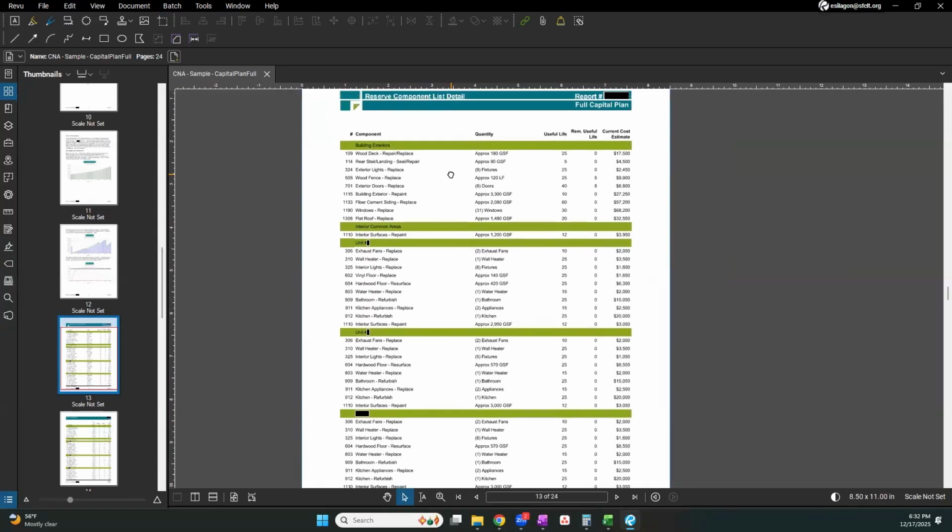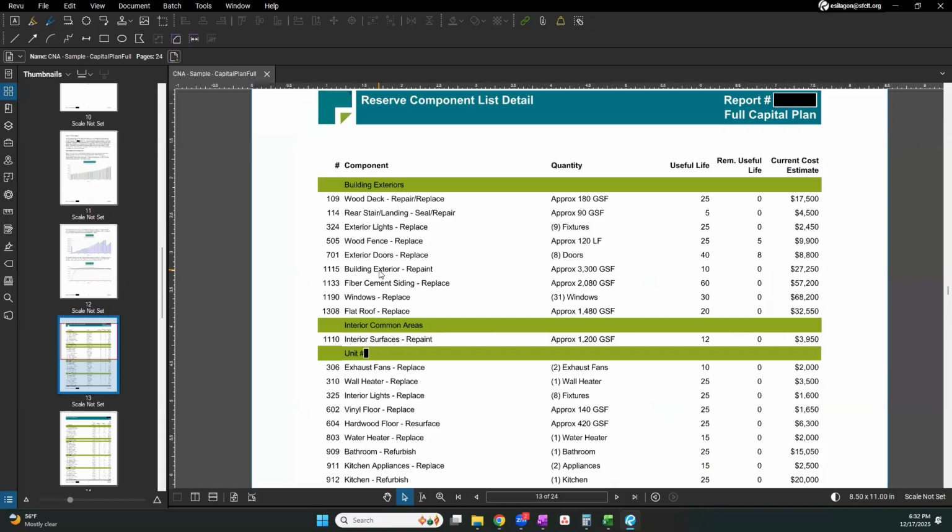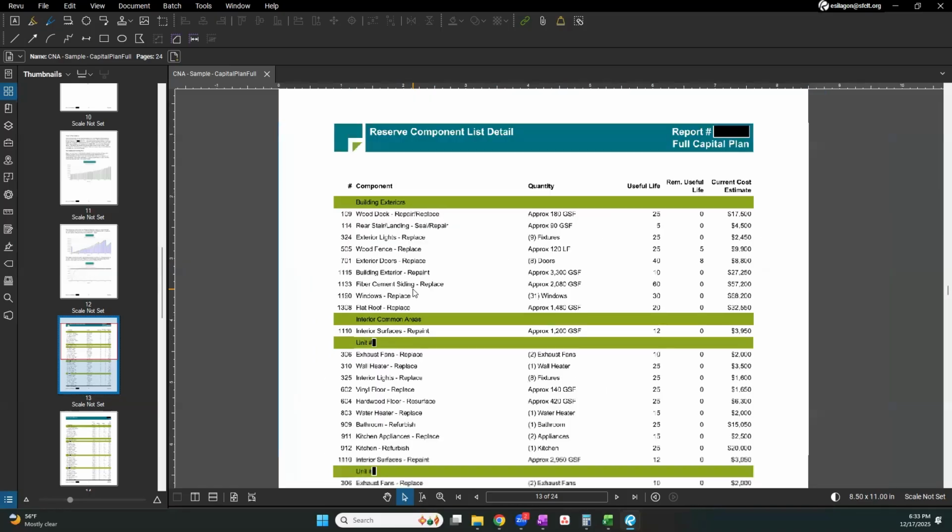One other thing to note, I find this list very useful for the quantities. So if I'm getting a bid, if I'm planning ahead on a project and looking to repaint my building, I find it useful to already have an estimate of about 3,300 gross square feet. So I can sort of estimate that maybe it'll be $27,000, but when I call up a few painting contractors, I can get some initial ballpark numbers from them just by giving them this approximate square footage.